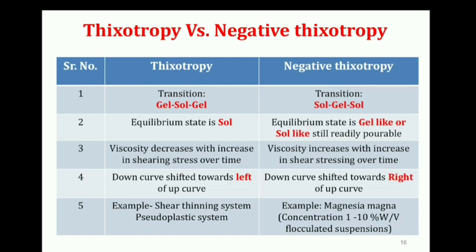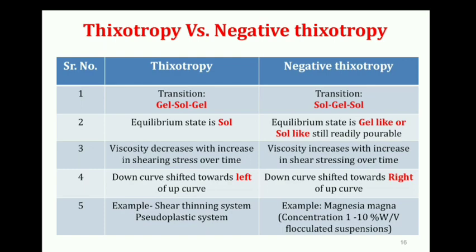Fourth, the down curve is shifted towards the left of the up curve in thixotropy, while in case of negative thixotropy, the down curve is shifted towards the right of the up curve. And finally, the examples. Examples of thixotropy are shear thinning systems, that is, pseudoplastic systems, like polymers such as sodium alginate, milk, sodium carboxymethyl cellulose, tragacanth, acacia, HPMC, and methyl cellulose.